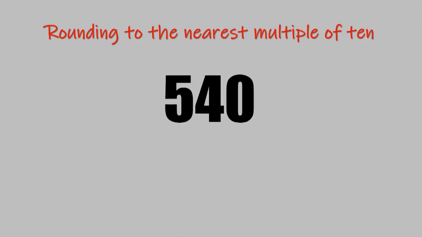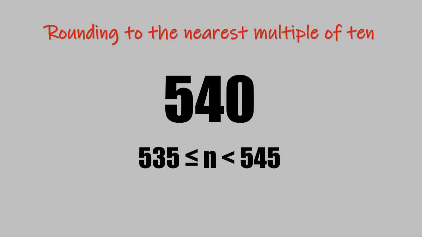Another example, this has been rounded to the nearest multiple of 10. So can you imagine that 530 will be to the left, 550 will be to the right? We need to find the halfway marks between those points, and that should give us 535 on the left and 545 on the right.